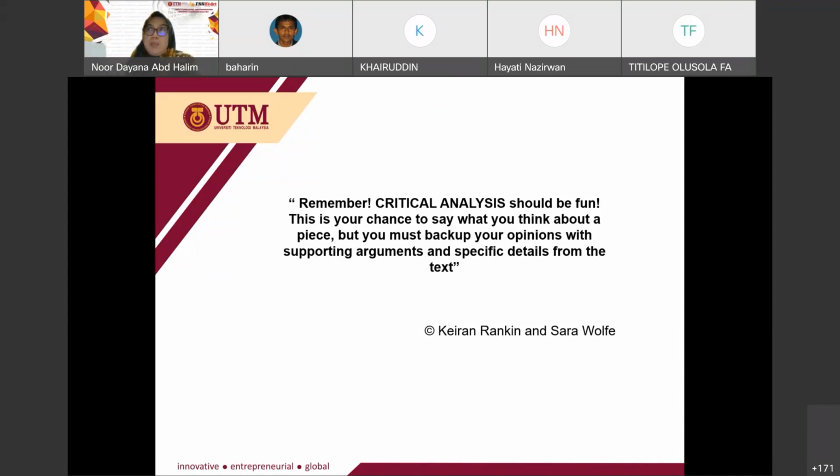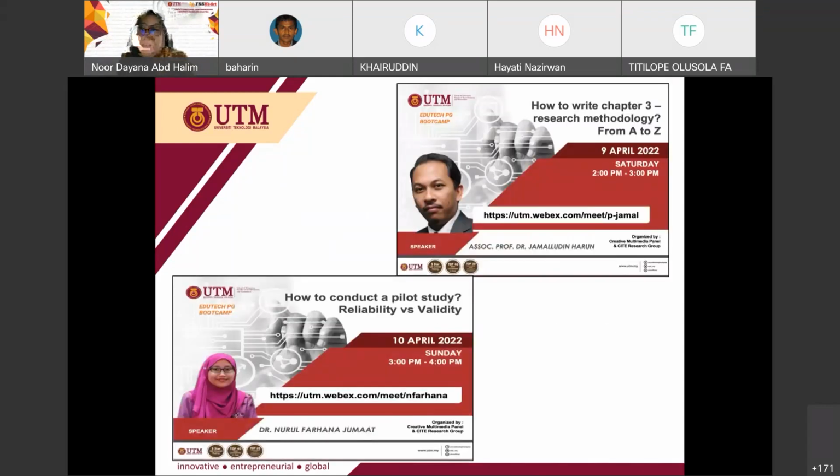This is the chapter that is not a specific method. Last but not least, this is the summary reminder for you. Today is 8 April, and today is about the literature review. Tomorrow you will have a session with Associate Professor Dr. Jamaluddin Harun about chapter 3. Today you learn about chapter 2. Tomorrow, you will learn about chapter 3, how to write a research methodology.